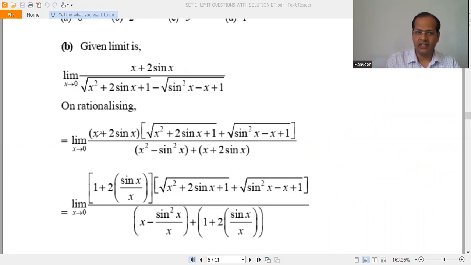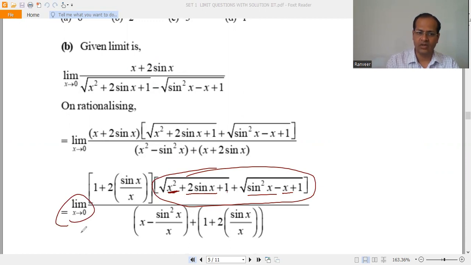So when we divide, this is 1 plus 2 sin x by x. This term we leave like that only, because it is not affecting anything. Once we substitute the value 0 here, this becomes 0, this becomes 1, this becomes 0, this becomes 0, this becomes 1. So 1 plus 1, this whole term becomes 2 after substituting the limit x tending to 0. So we only have to focus on this term and this term now.